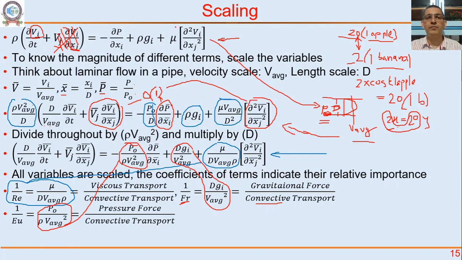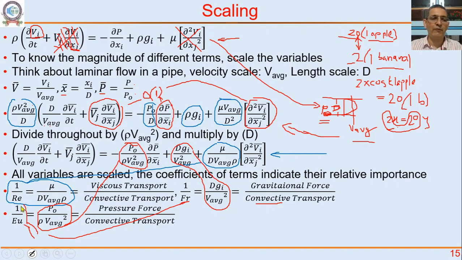Right? Therefore this term we can neglect. So it allows us to simplify the equation of motion. So then it becomes a simplified version of this equation which we can solve. That's the importance of these dimensionless numbers. Dimensionless numbers tell us which is the important term.